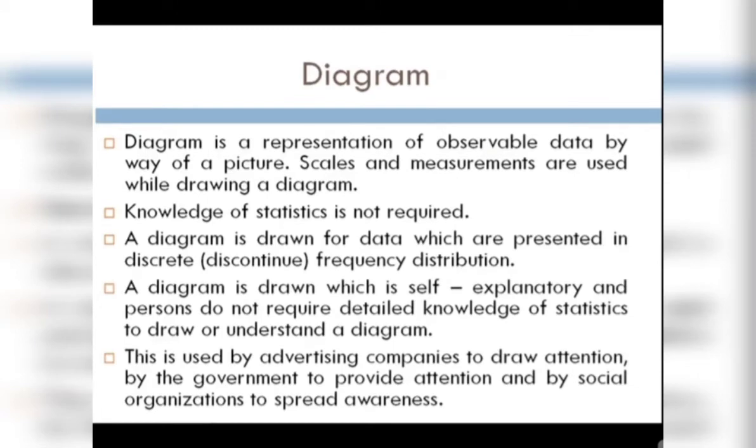Now after the introduction we'll see the topic, that is the diagram. Now you can see the 5 points on your screen, students. In the first one, a diagram is a representation of the observable data by way of pictures. Scales and measurements are used while drawing a diagram. So whatever data are available to us, if the representation is done by way of picture, then we can say it is a diagram. And the scale and measurement should be used whenever we are drawing a particular diagram. That should be taken into consideration. Then only the figure, whatever picture you are drawing, will be in exact measurement. So scale and measurement should be used properly.